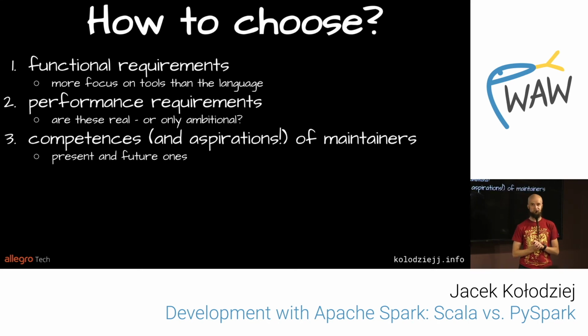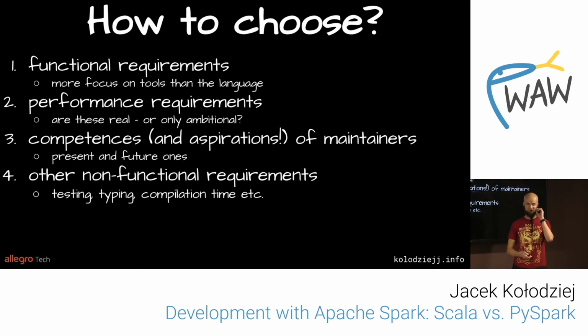Think about competencies of your team, of the maintainers of the job you are writing. You will write both present maintainers and future ones. This makes a difference sometimes. And other non-functional requirements, which will, of course, impact your daily life with the job afterwards. Like how easy it is to test your job, how much, for example, typing makes your job with that code easier, and other stuff. I would start with this one.